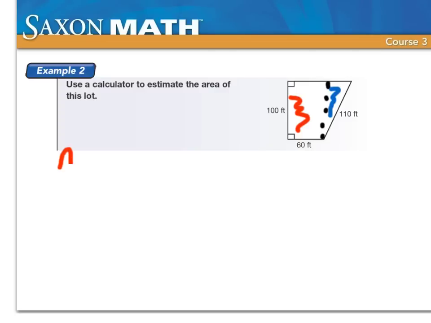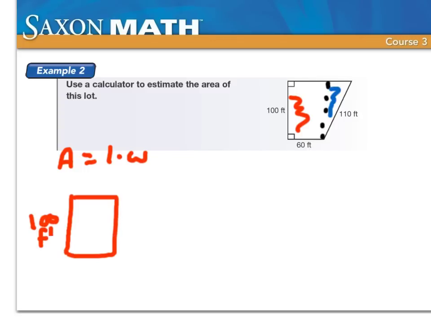Well, the area of the rectangle we know is length times width. So I'm going to draw my rectangle, and I know it's 100 feet by 60 feet. Okay? Well, then I've got a triangle here. Looks like this. Alright, and that's going to be a right triangle.